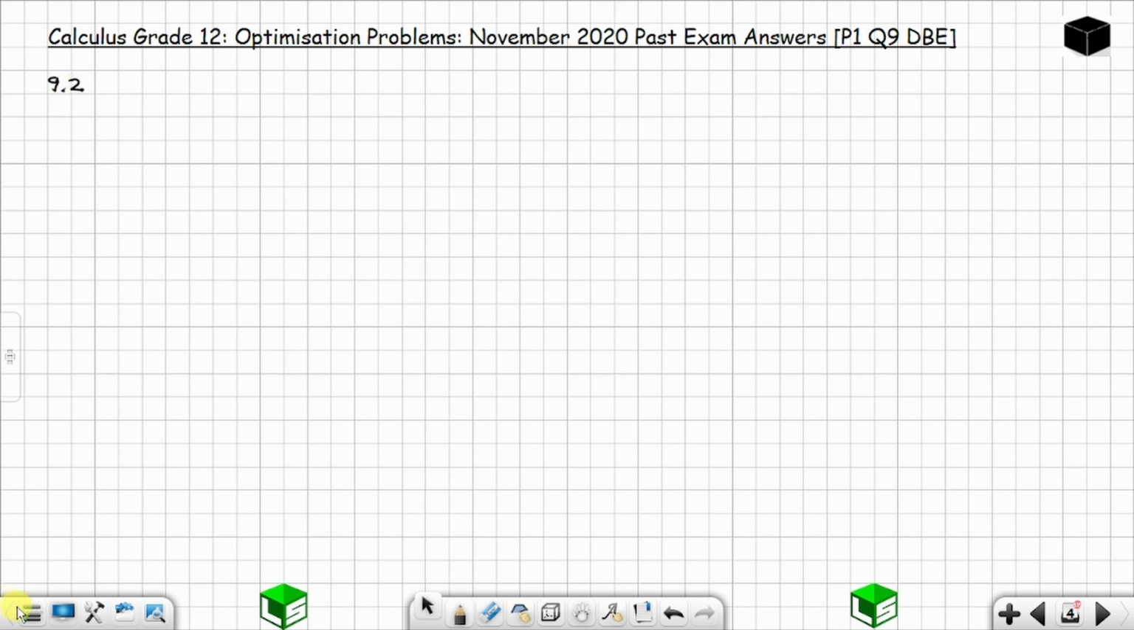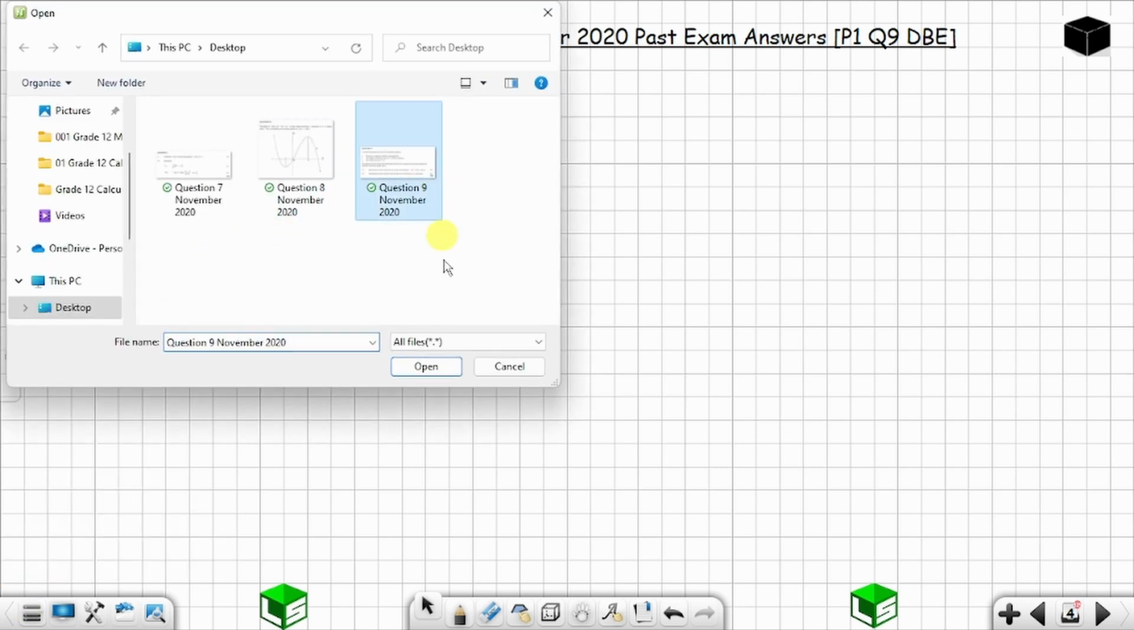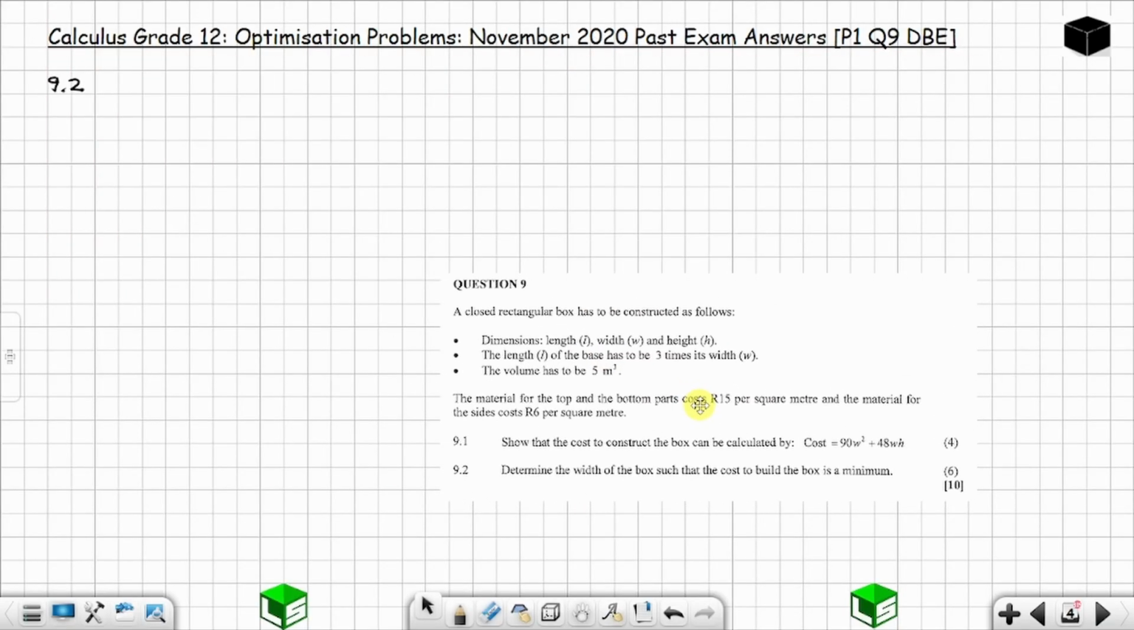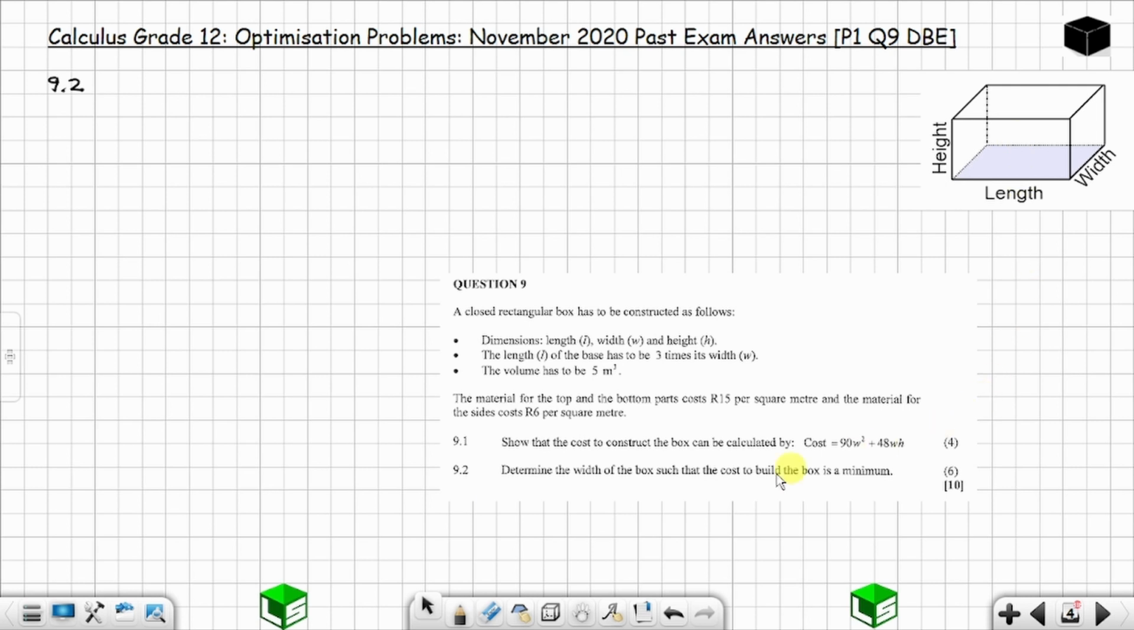Now 9.2, let me get the question again. It's question 9 from November 2020. This is the question. Now this question says 9.2, determine the width of the box such that the cost to build the box is a minimum. 6 marks. Let me read the question again. Determine the width of the box such that the cost to build the box is a minimum. Okay, this is the box. We still have the same box. You remember it from the previous question. And we are interested in what? In finding the width such that the cost to build the box is a minimum. Okay, so the cost is this. Remember from the previous question, this is the cost that we found.